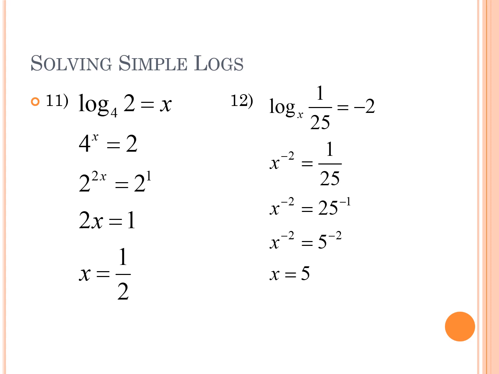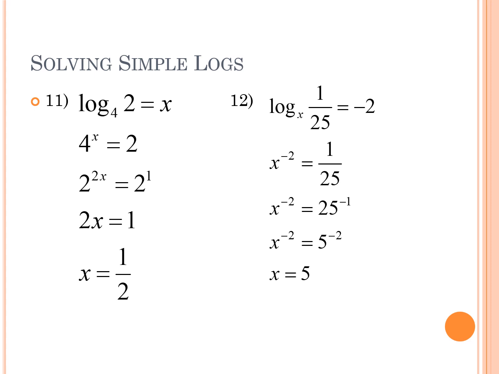So for number 11 there, actually I think this one's a little bit easier than the last two we had. We have 4 raised to the x. Again, I want the same base in order to be able to set these equal, so I'm going to rewrite the 4 as 2 squared. And then the 2, I'm going to think of it as 2 to the 1st, and that gives me the same bases. Then I can set my exponents equal, 2x equals 1, and solve: x equals 1/2.